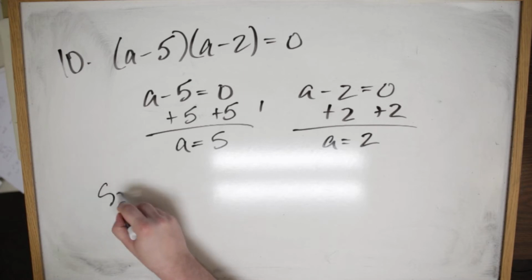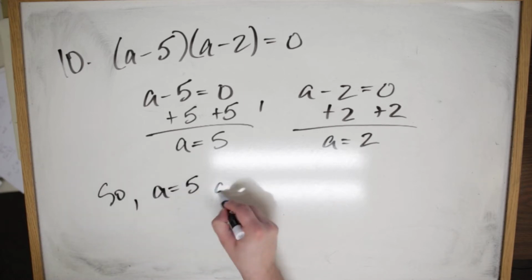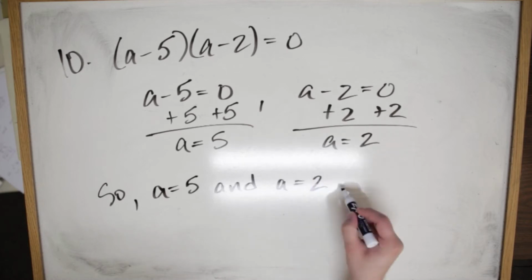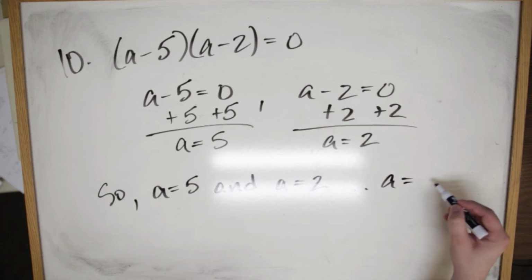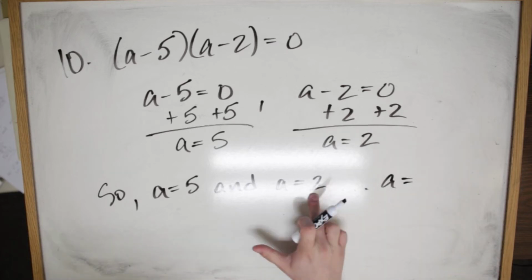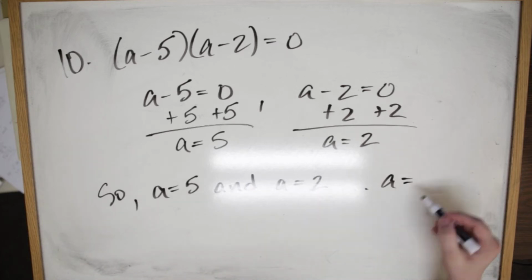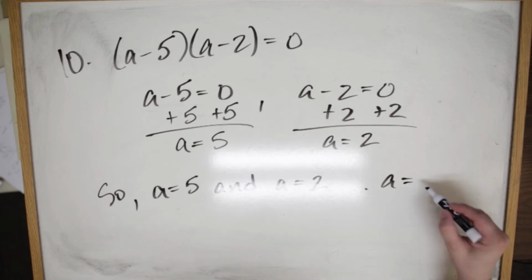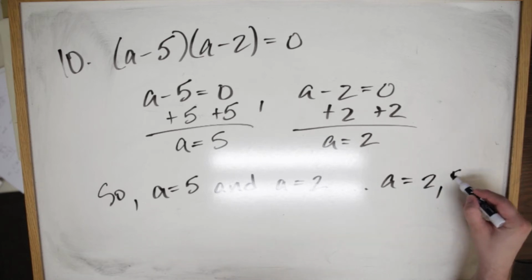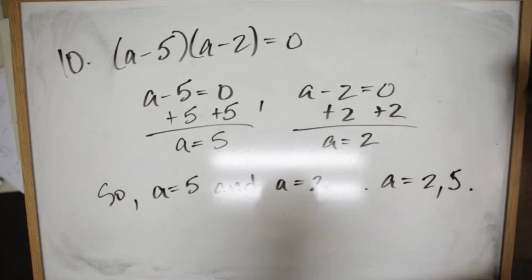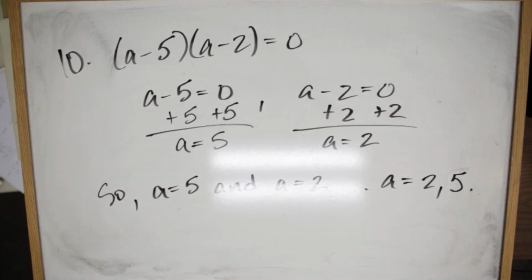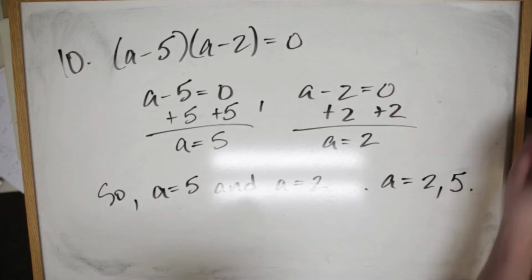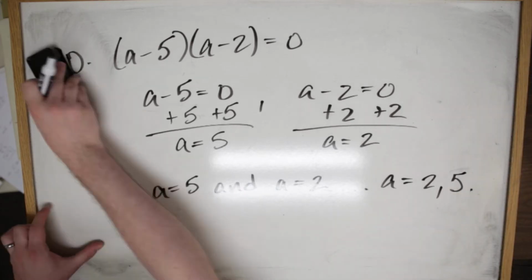So a is equal to 5 and a is equal to 2. Now one way that you may be asked to write this is to write it as a comma separated list, and if so, you can write it like this. You can do it from smallest to biggest or biggest to smallest. It shouldn't matter. I'll go from smallest to biggest just for the sake of it. A is equal to 2 and 5. That's a terrible 5. I don't know why I drew it like that. A is equal to 2 comma 5. All right, so that's question 10.